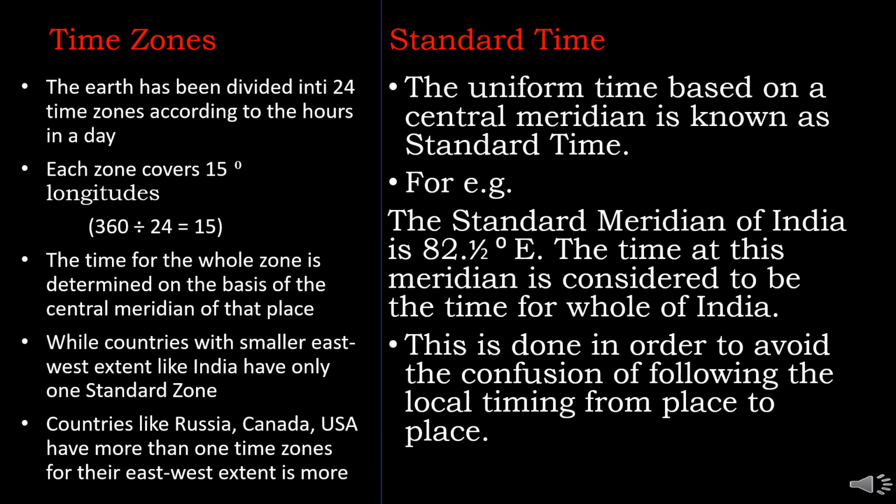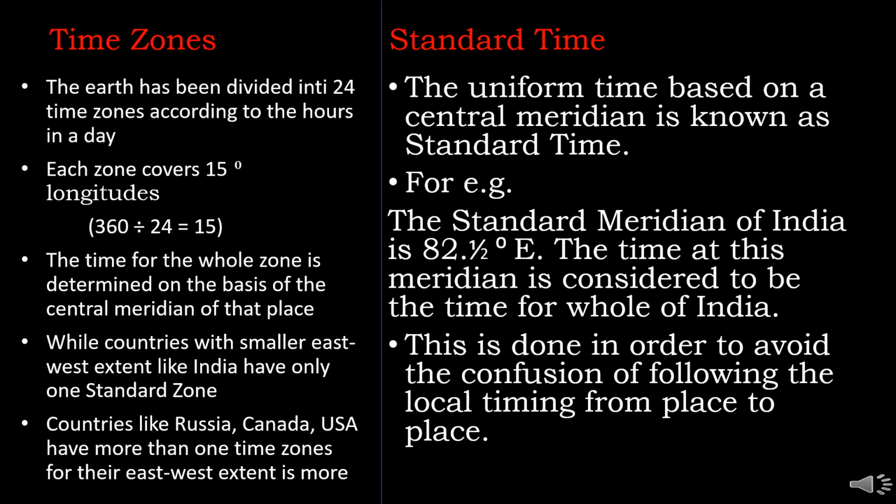Time zones and standard time. Time zones. To overcome the confusion while allowing the interplay of natural forces to operate, the earth has been divided into 24 time zones according to the number of hours in a day. Each zone covers 15 degree longitude, that is 360 divided by 24 hours, and we get 15-degree longitude. That means within 1 hour, 15-degree longitudes are covered by the Earth.